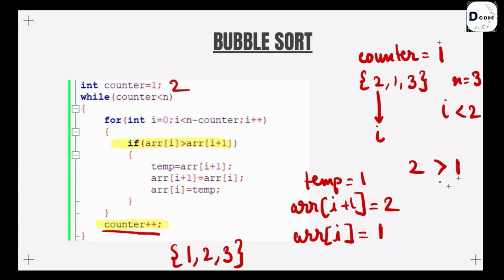But when it comes to the if statement, array of i greater than array of i plus 1 will be checked. But now 1 is greater than 2. Is it true? No. 1 is not greater than 2. So the if statement will not be executed and the final array will be 1, 2, 3. This is how bubble sort works.